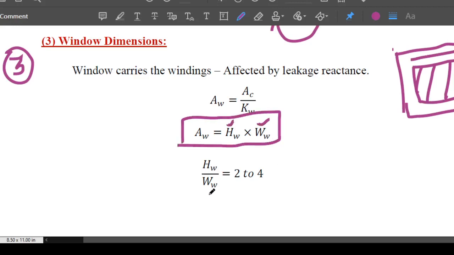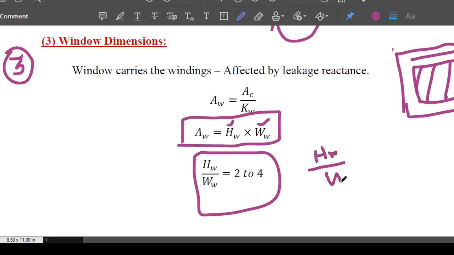Usually we cannot easily find out the height and width as such. So in any case we have to assume one factor. There might be some conditions where we have to assume one factor. In that case, a standard ratio called HW and WW as 2 to 4 is given. What do you mean by that? Say for example, if I take HW divided by WW equal to 2, that means HW, height of the window, should be equal to 2 times width of the window. This is the assumption. So 2 to 4 is a standard range.